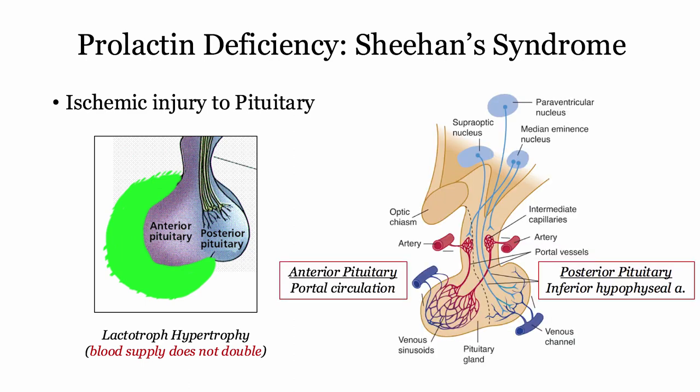In the diagram on the right, I'll remind you that the anterior pituitary blood supply comes through the portal circulation as capillaries pass through the median eminence, getting exposed to hypothalamic releasing factors, and then travel down the infundibulum into the anterior pituitary. Compare and contrast that with the rich vascularity of the posterior pituitary supplied directly by the inferior hypophyseal artery. As such, the posterior pituitary is not prone to the same ischemic injury as the anterior pituitary.